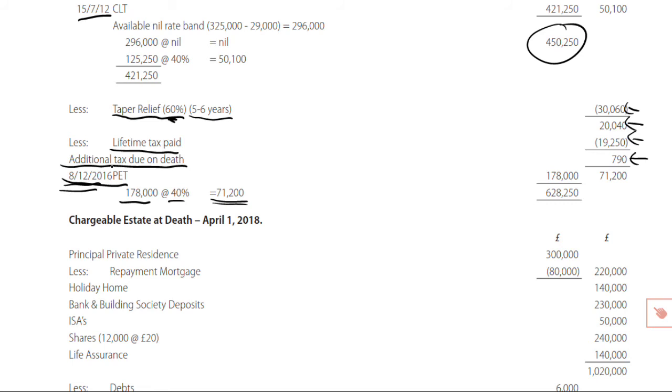Well, he died in April 18, so there is no taper relief. So 71,200 is the tax payable on that. Now this is on a PET. Who pays the tax on PETs? The individual donee. Whoever was the recipient, it was the son there, they pay that tax. And again, as ever, due 6 months after the end of the month in which the death occurred.